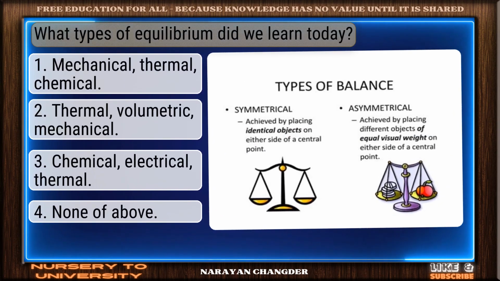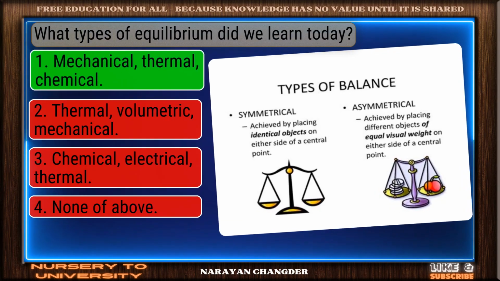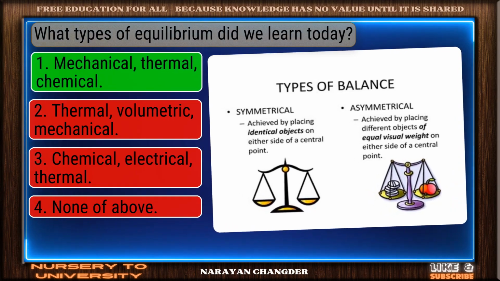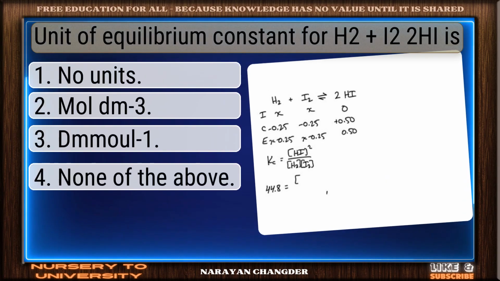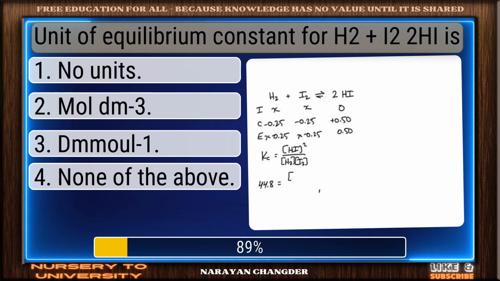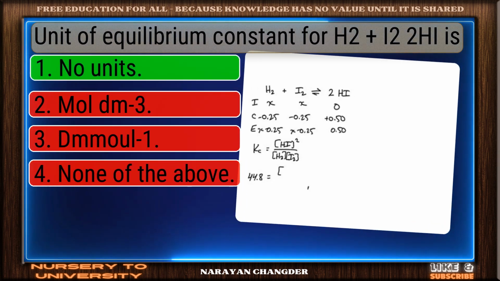What types of equilibrium did we learn today? Smart pick. Mechanical, thermal, chemical is the correct choice. Unit of equilibrium constant for H2 plus I2 is. Nice work. You chose no units, and it is correct.